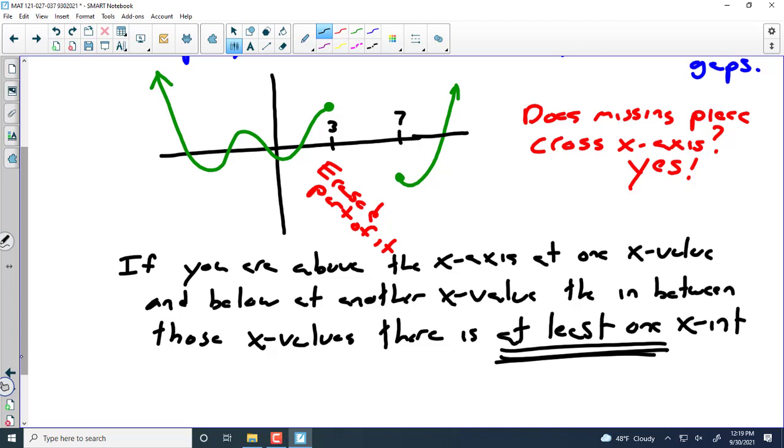What this tells us is because these graphs never break, because they have no holes, because they have no gaps, if you know you're above the x-axis somewhere and below somewhere else, then somewhere in there you have at least one x-intercept. And the reason I say at least is because we don't know if we have more than one. But we know there's at least one in there.